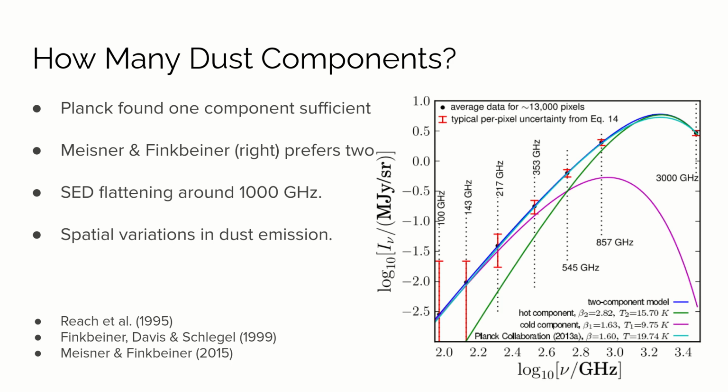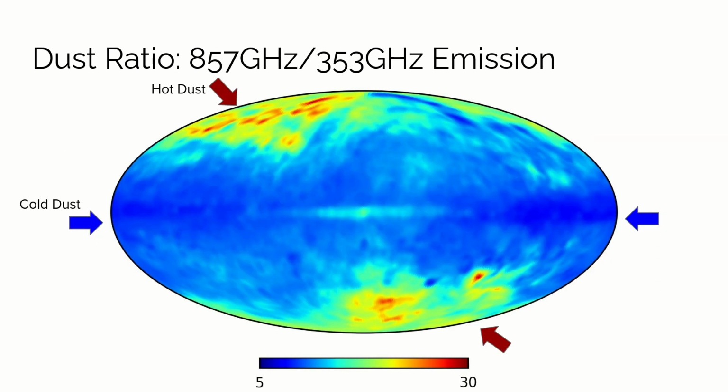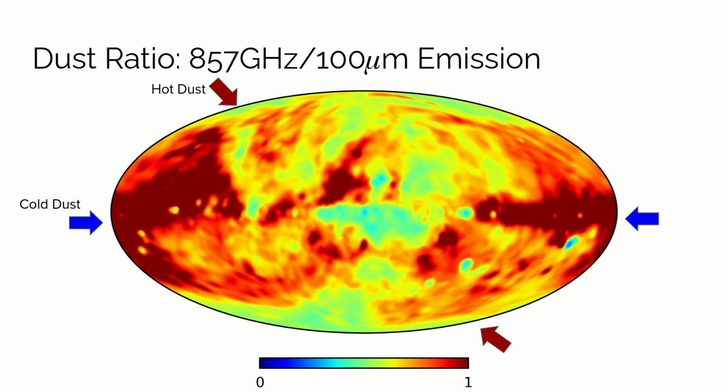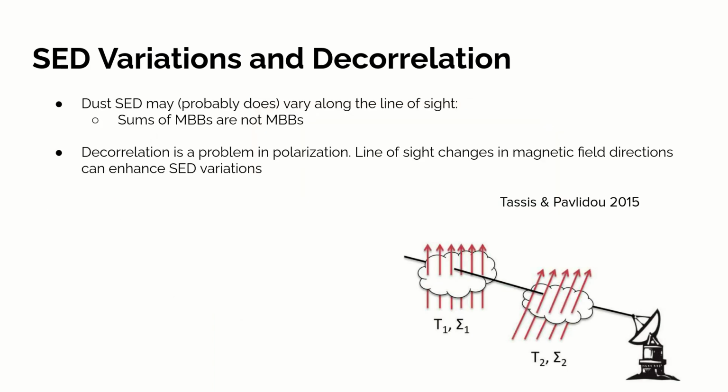There are also some noted spatial variations in dust emission, which we'll show now. By looking at the ratio of dust emission at multiple frequencies, we see that the ratio of dust emission at 857 gigahertz over the emission at 353 gigahertz reveals that there's cooler dust along the galactic plane and hotter dust up at higher latitudes. And as we move up in frequency space, we see that this characteristic is also visible there.